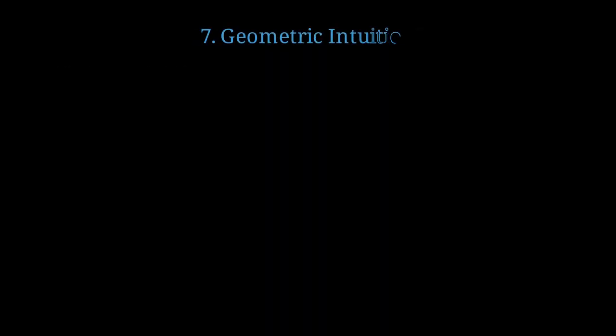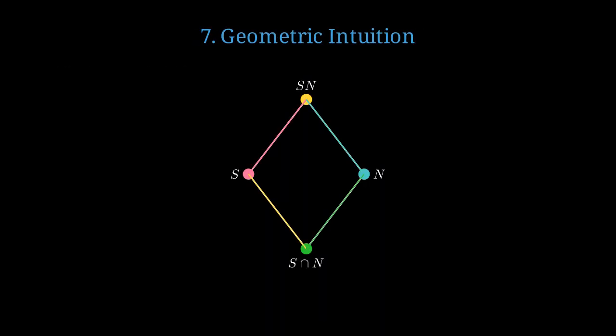The diamond shape gives us geometric intuition for this theorem. The diamond lattice shows SN at the top, S and N on the sides, and their intersection at the bottom. Going from SN down through S, or down through N, gives isomorphic structures.